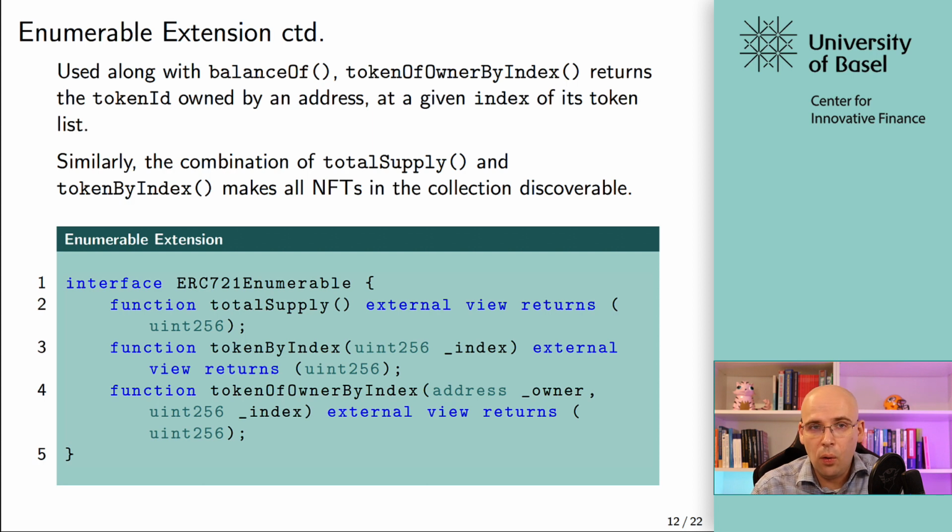Similarly, the combination of total supply, so how many tokens, how many NFTs are there in total in that collection, and token by index, which is just an index for all of these tokens, makes all of the NFTs in the collection discoverable. So you could proceed the exact same way as I just explained, just for all tokens. So not just for an individual address or an individual owner, but for all tokens in the collection. Okay, and that's the idea of this enumerable or enumeration extension.